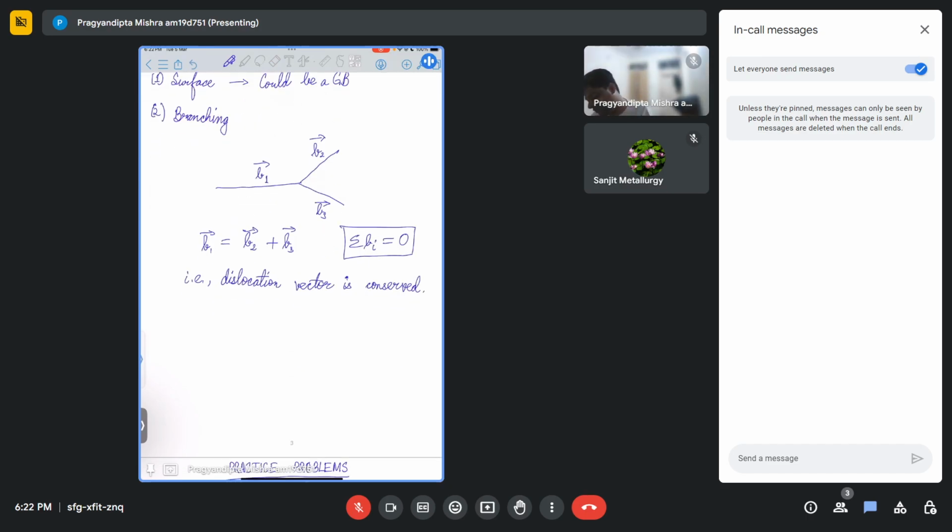Okay. The third way in which a dislocation terminates is by formation of loops. Let me just add a few pages.